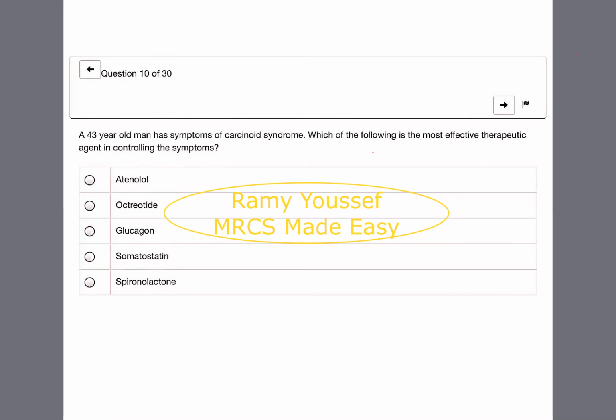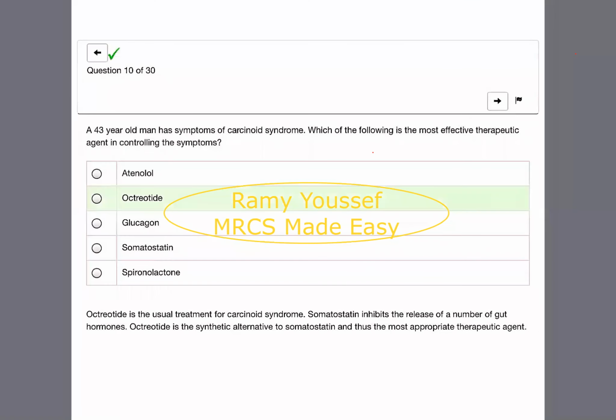Okay. Next question. A 43-year-old man has symptoms of carcinoid syndrome. Which of the following is the most effective therapeutic agent in controlling his symptoms? Atenolol, octreotide, glucagon, somatostatin, spironolactone. For carcinoid syndrome, octreotide. Exactly. It's very famous, and we have the same question in colorectal, I think. For symptoms of carcinoid tumors, we use octreotide.